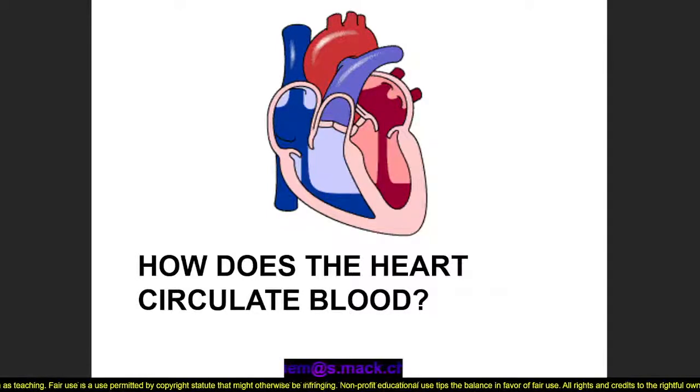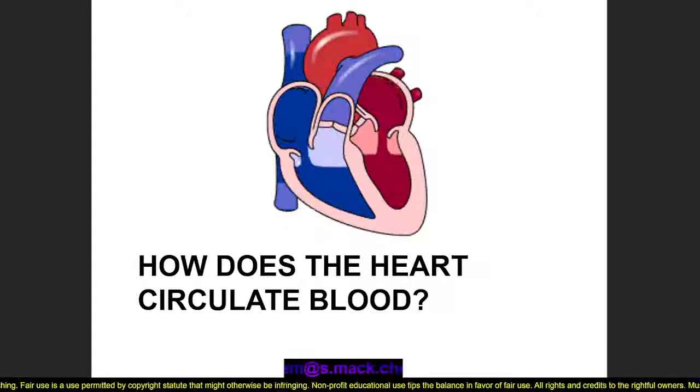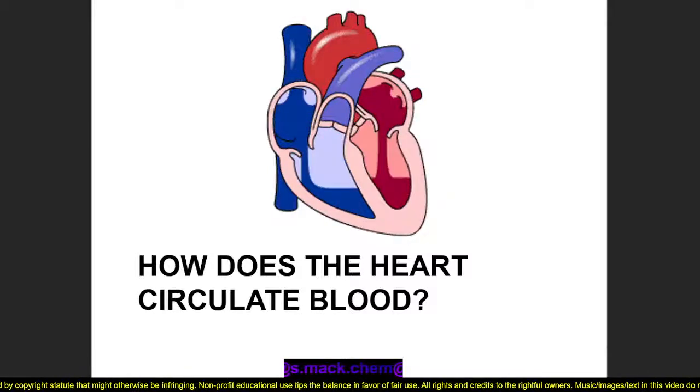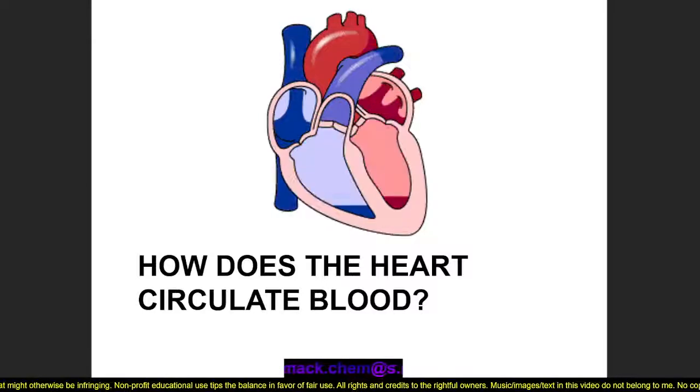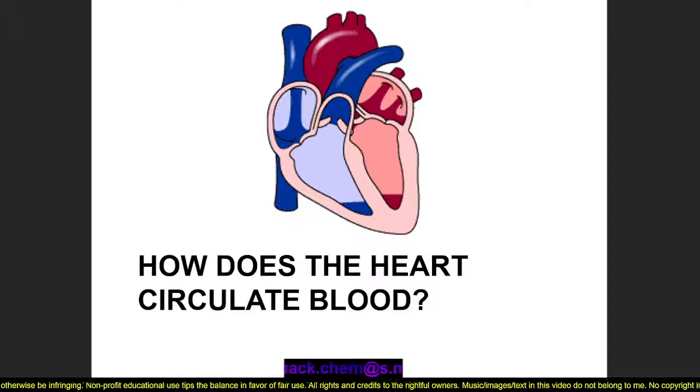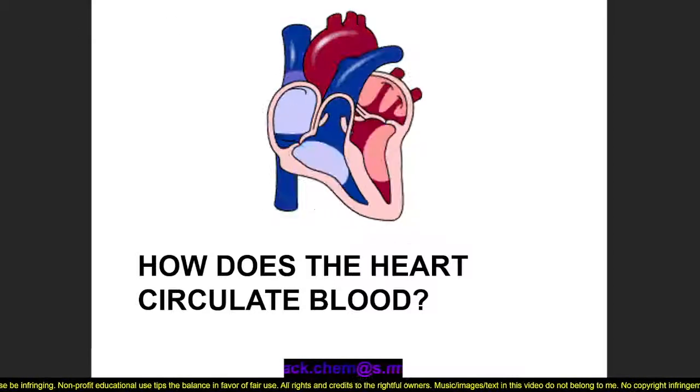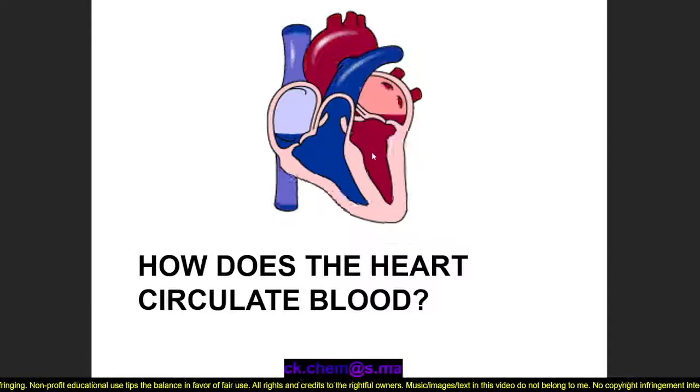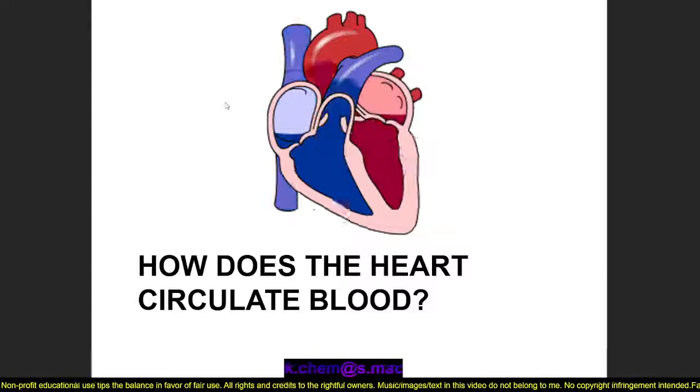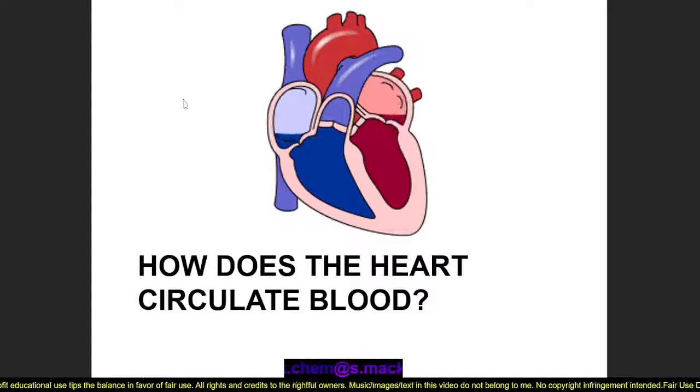How does the heart circulate blood? We have talked about the heart being one part of a double circulatory system, and we've looked at the structure of the heart in terms of labeling, where we're able to label the four chambers of the heart, and I'm going to label them once more.